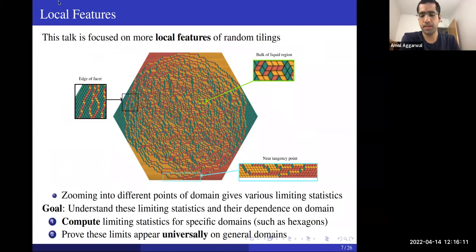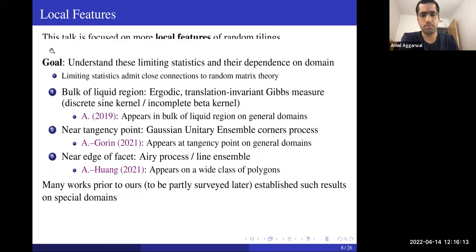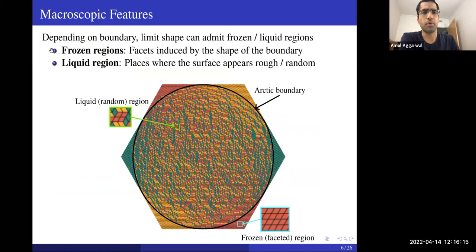Okay, so what I'm actually going to be interested in this talk is microscopic features, but before I mention them, I just want to quickly say a few words about some macroscopic features. So depending on the boundary, as I said before, the limit shape can exhibit different behaviors, and we'll often refer to some of them as liquid or frozen.